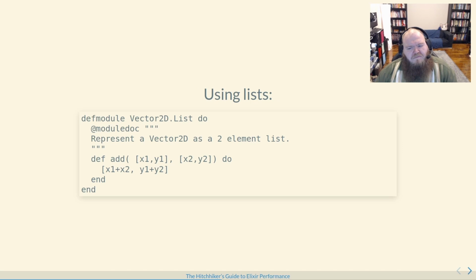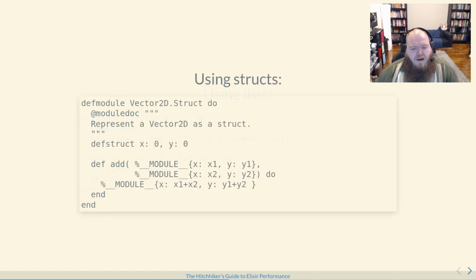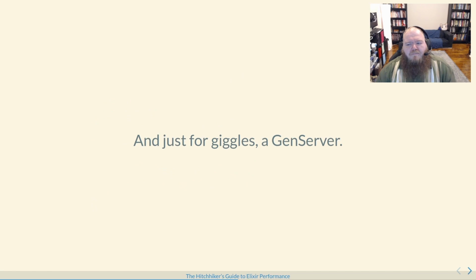Our list is the same thing. Basically, we just traded our curly braces for square brackets, and we get back that. Our final version of this is going to be using a struct, which is really a map, and ignoring the slightly clunky syntax for defining a struct, we destructure two structs, we add them, we create a new struct, and push it out. Again, nothing too exciting.